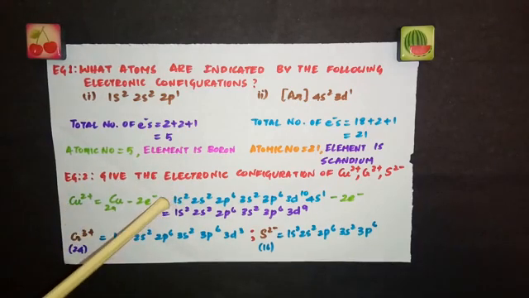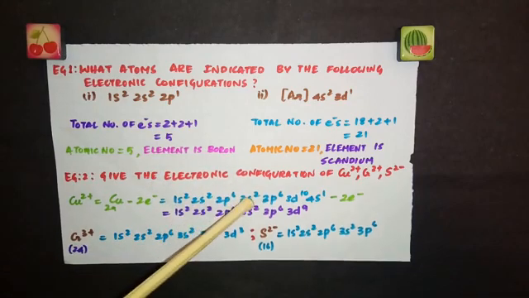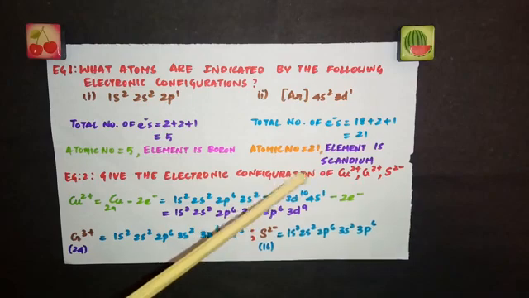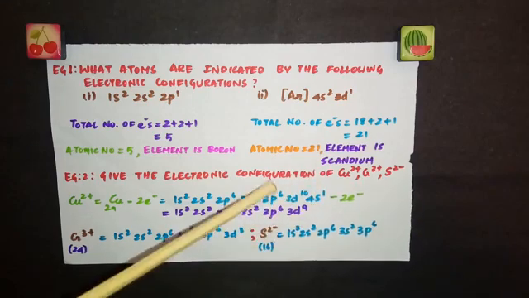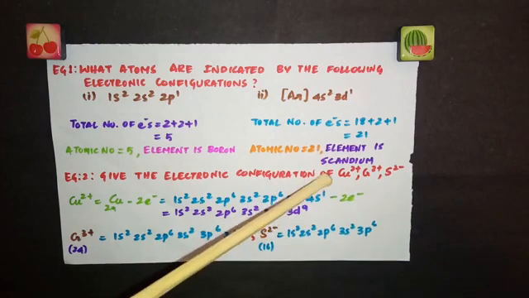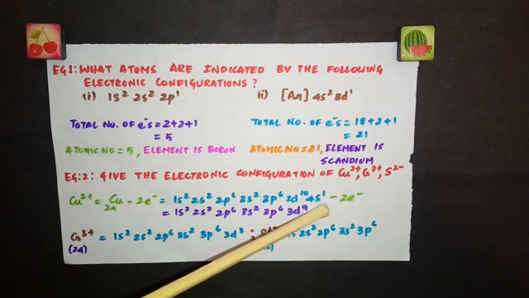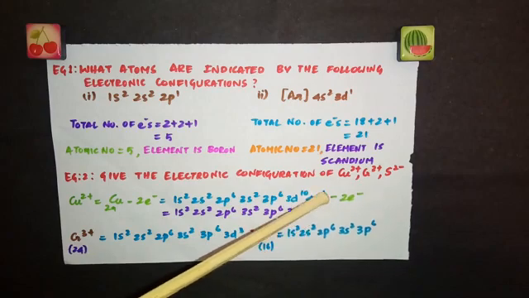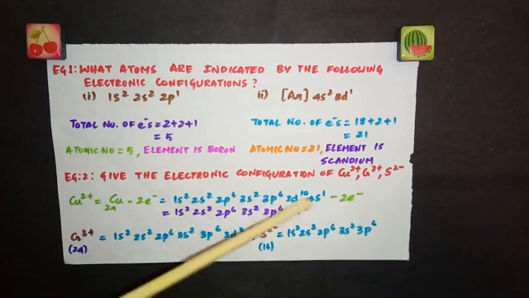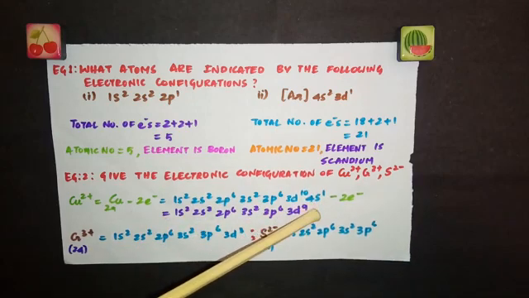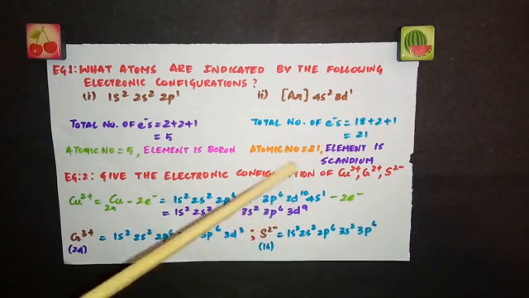So what is the configuration of copper? 1s2, 2s2, 2p6, 3s2, 3p6, 3d10, 4s1. Just now we have seen the exception. You should not write 3d9, 4s2. It is 3d10, 4s1. From this, 2 electrons are removed. Always remember, the electron will be removed from the outermost shell first and then the next shell. So here, which is the outermost shell? 4. So from this, 1 electron is removed and the next one is 3d. From here, 1 electron is removed.